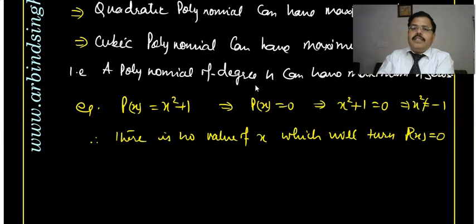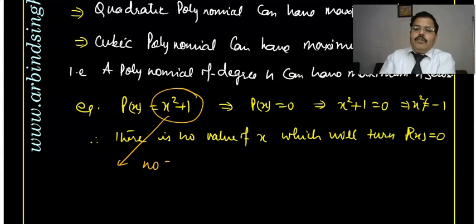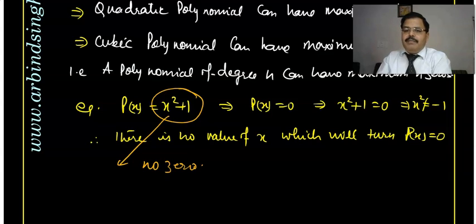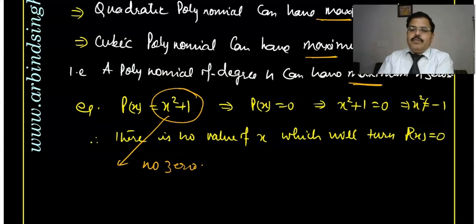So although this is a quadratic polynomial, it has no zero in that case. So a quadratic can have a maximum of two zeros, but a minimum may not have any zero. That is also possible. That is why I have written the term maximum here, right? So this is what we have to find out, the number of zeros on the basis of the algebraic expression.